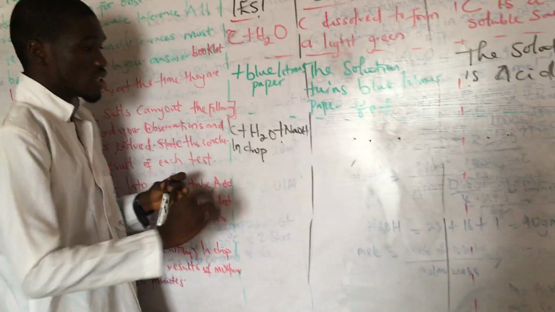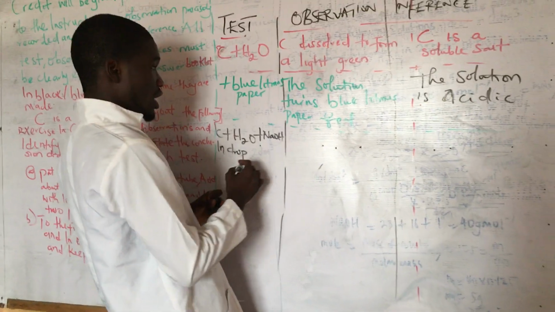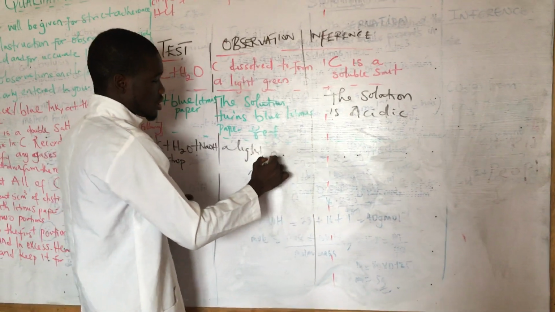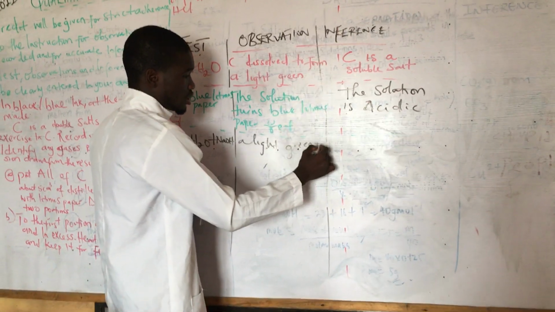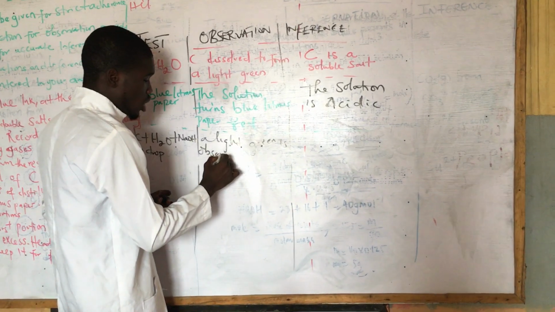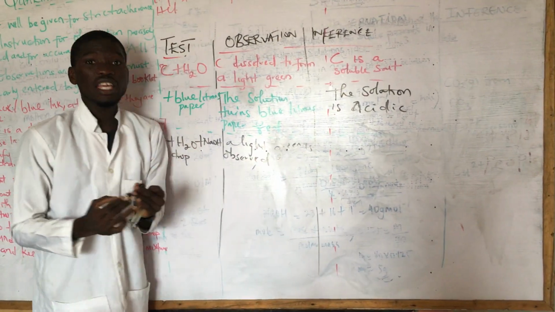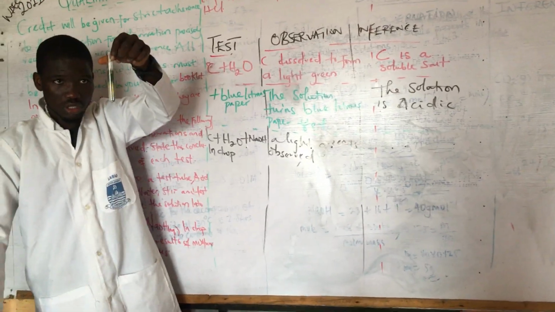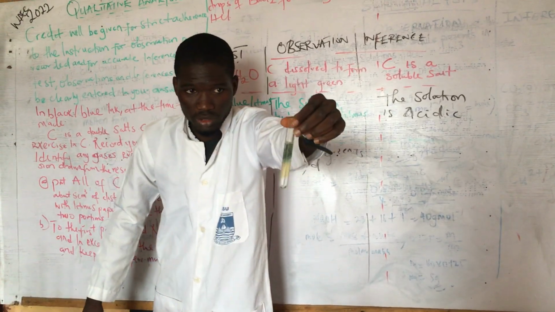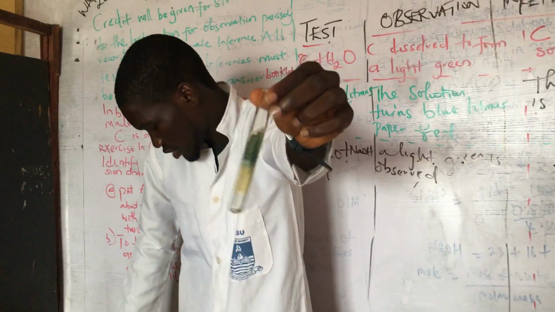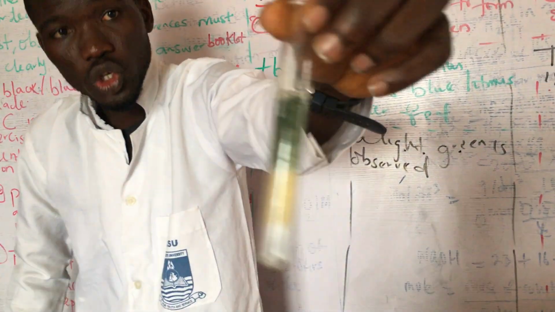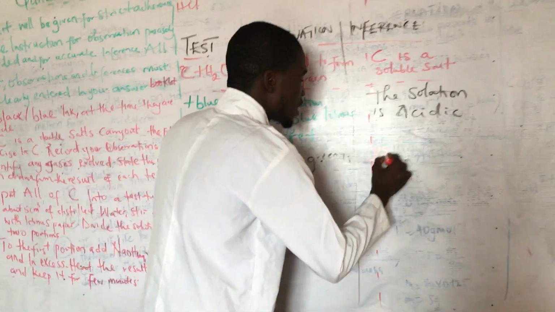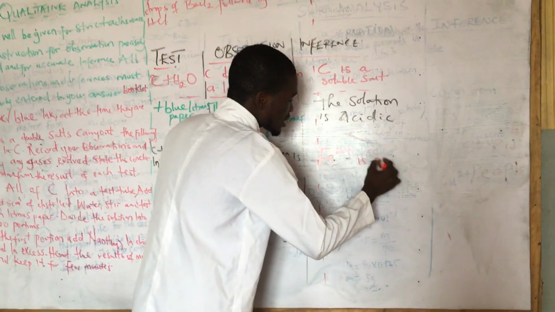So the first one is in drops. We said a light green is observed when you pour it in drops. If a light green is observed in any solution, compared to what we have here, see, bring the camera closer, we have a dirty green here. So if you have a light green, the inference is Fe2+ is present.